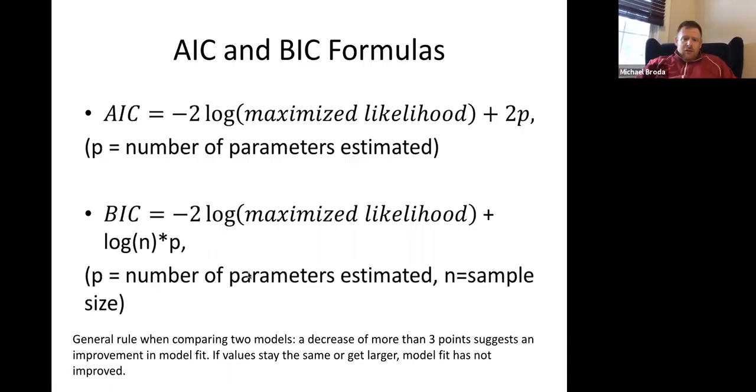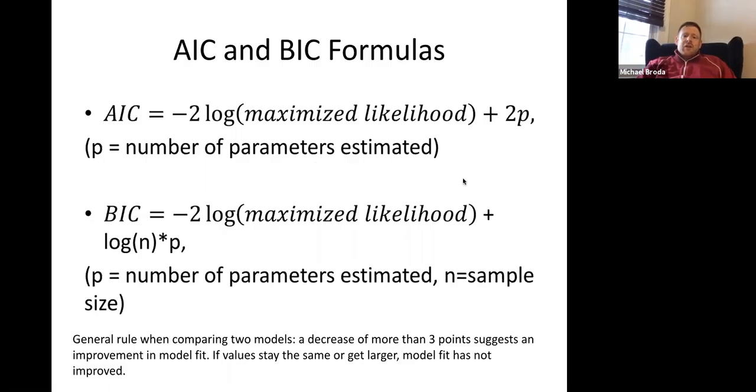BIC is a similar formula. BIC again is -2 times the log of the maximized likelihood. The only difference is here we're adding log n times P, where before it was a fixed value of 2 times P. And this is going to have some implications in terms of how you interpret these things.